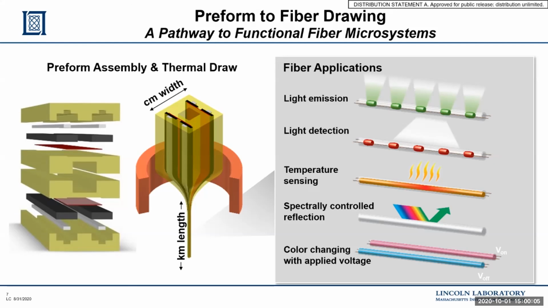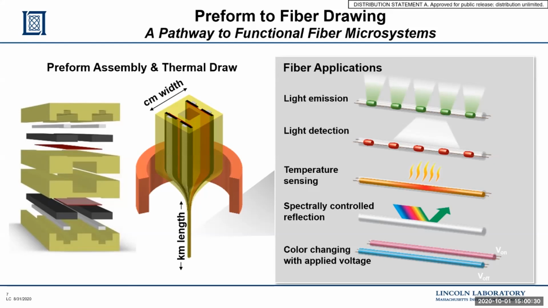What's unique about this process is that all of the architecture that's introduced at that macroscopic level gets preserved in the final form of the fiber. So it really is an elegant way to transition down into micron length scales. And this is a conservation of volume process. As your height and width shrink down, that length extends. And so with a single preform, we're able to get kilometers of length of fiber.